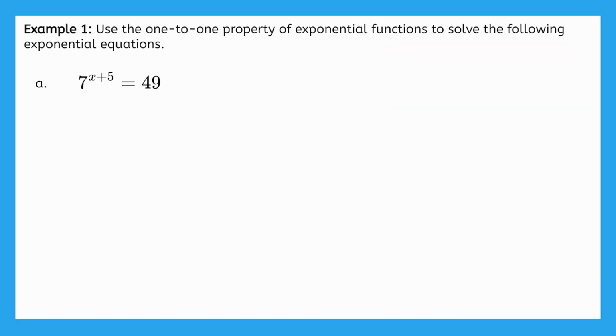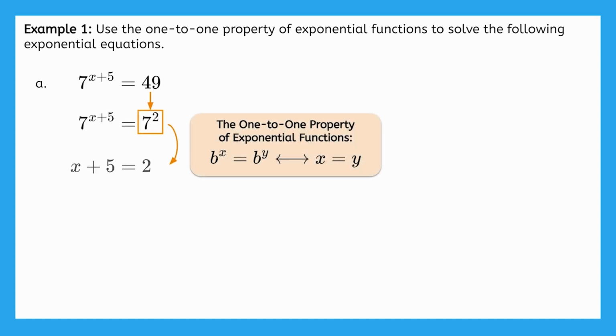We know 49 is a nice power of 7. If we rewrite the 49 as 7 squared, then, by the one-to-one property, x plus 5 must equal 2. Then we just subtract 5 on both sides and get that x equals -3. Notice the key here was getting the equation to the form b to the x equals b to the y, so that we could then set the exponents equal to each other and isolate x. In this equation, the choice of base was pretty straightforward, but that's not always the case.